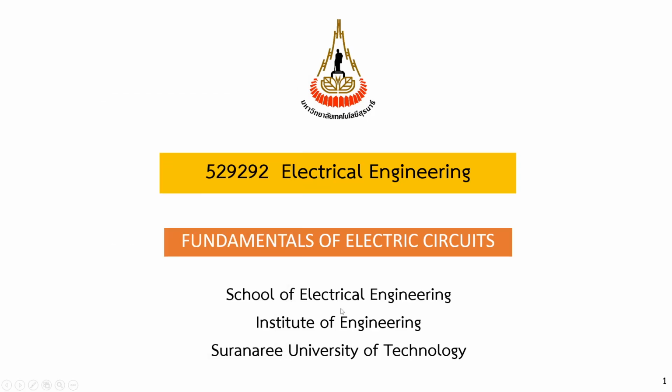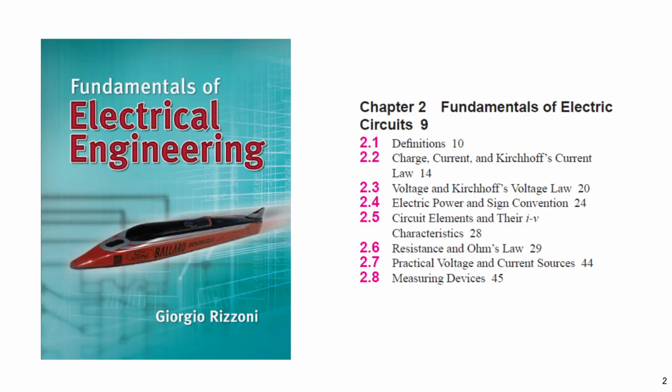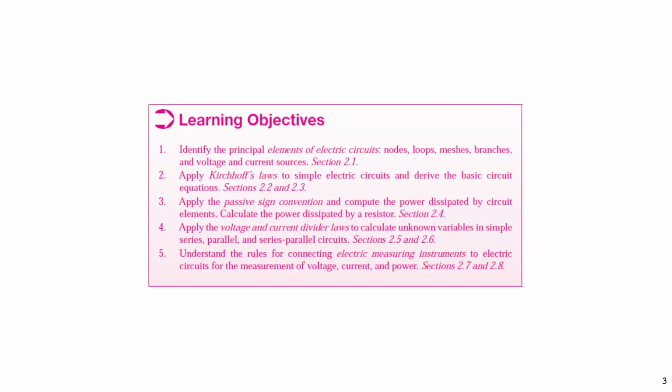Okay, today we talk about the fundamentals of electric circuits. This is chapter 2 of our reference book. The learning objective is to identify the principal elements of an electric circuit: node, loop, branch, voltage source, and current source. Okay, we try to refresh again.